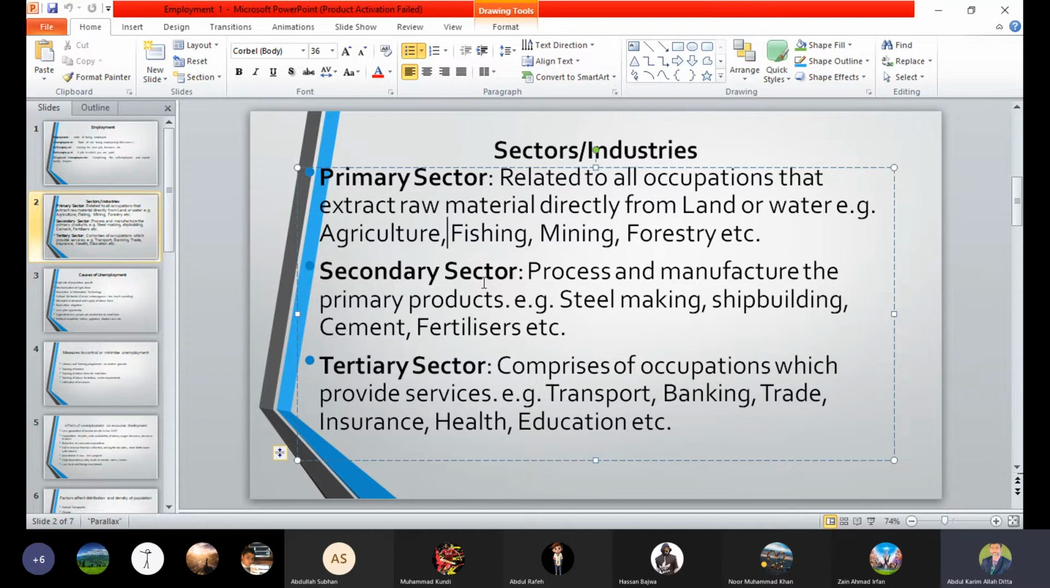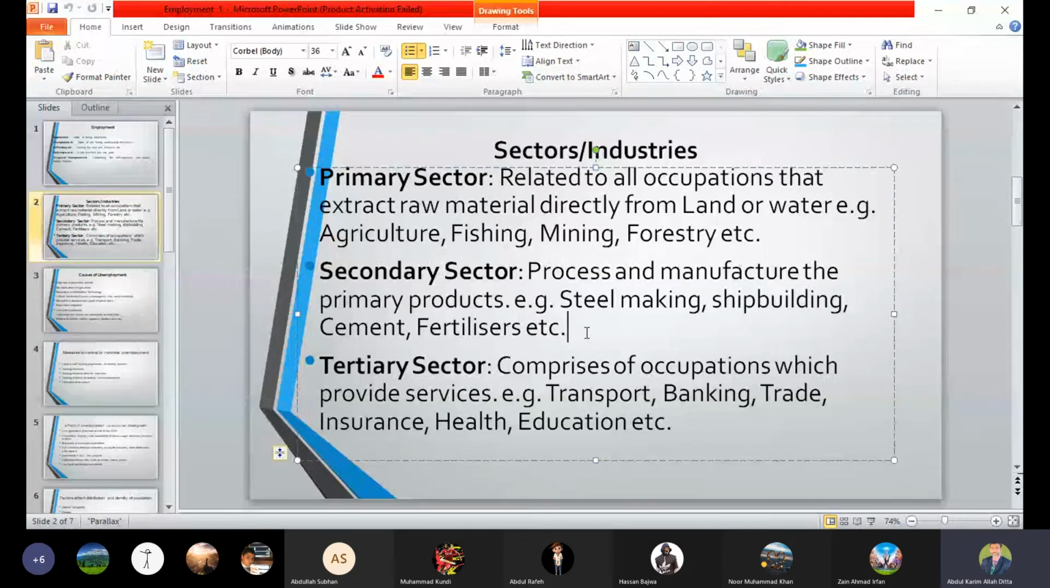Then now we have the secondary sector, meaning manufacturing or processing, beta, in which we have steel making, shipbuilding, cement industry, fertilizer, textile industry, my dear, and a lot of other industries which produce things. Car manufacturing we have, aeroplane manufacturing we have. So wherever there is manufacturing, that is part of the secondary sector or secondary industries, beta.